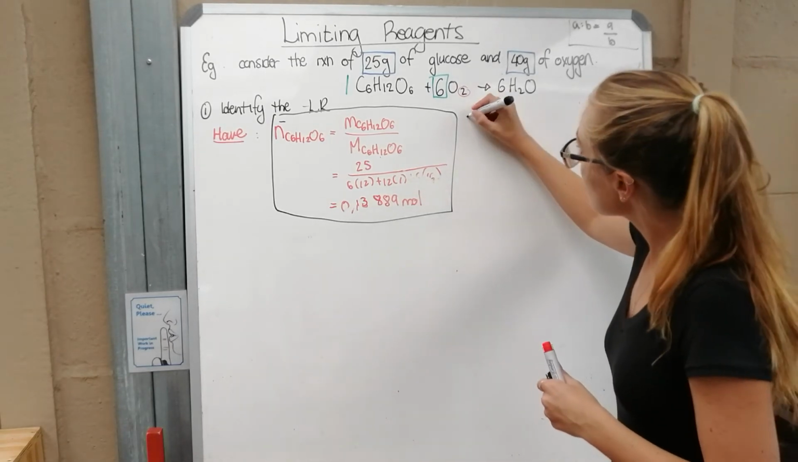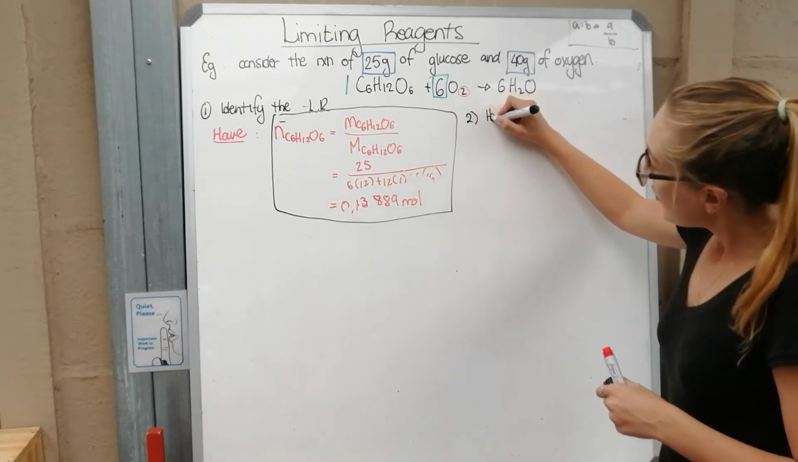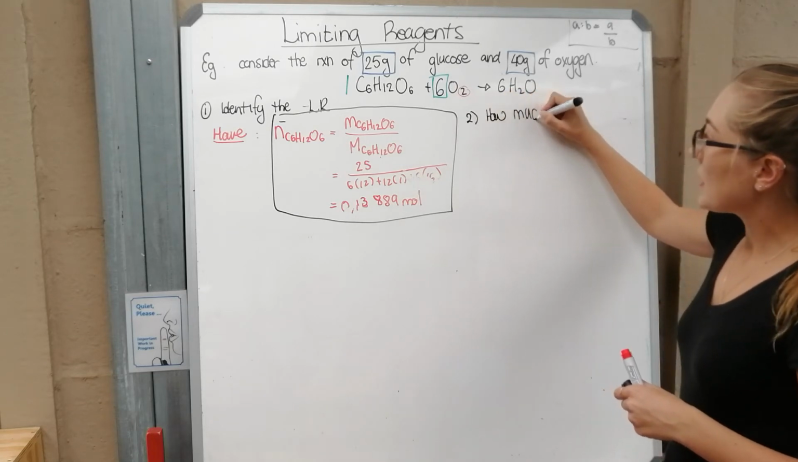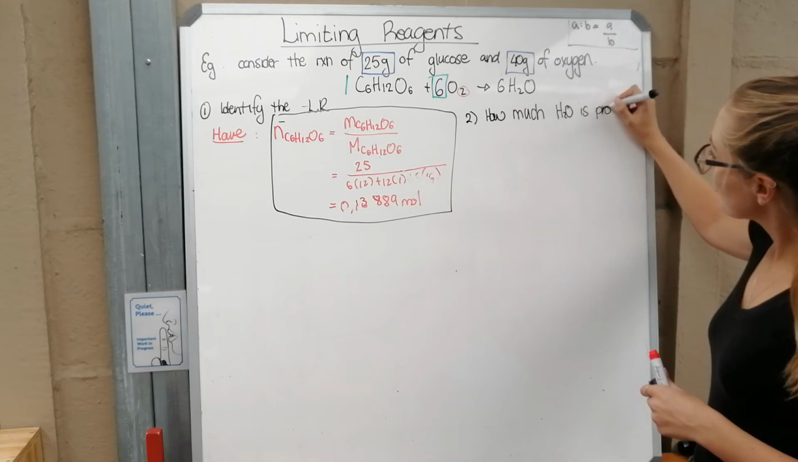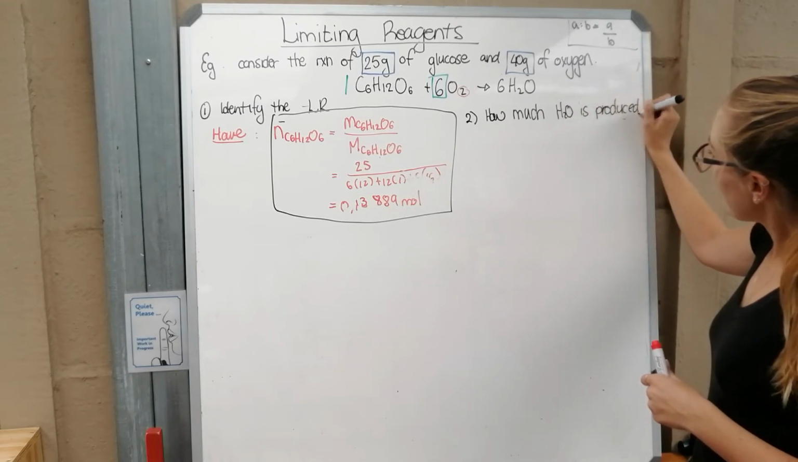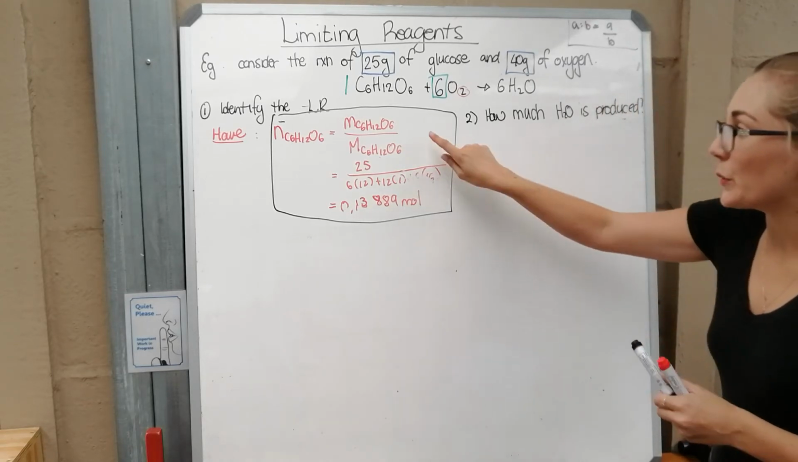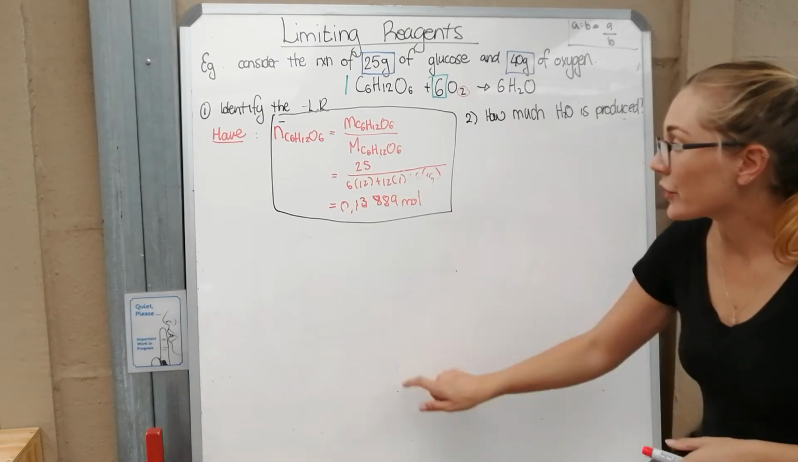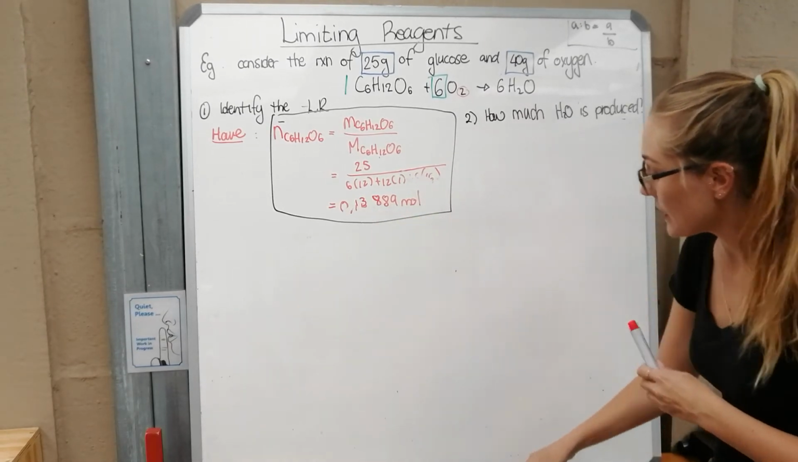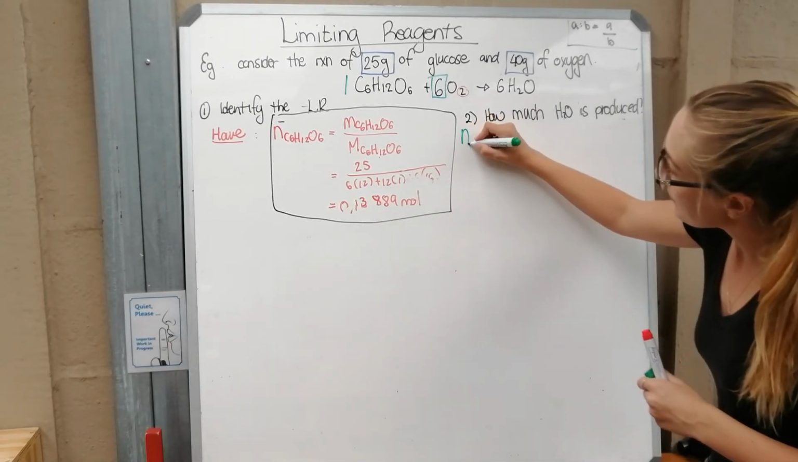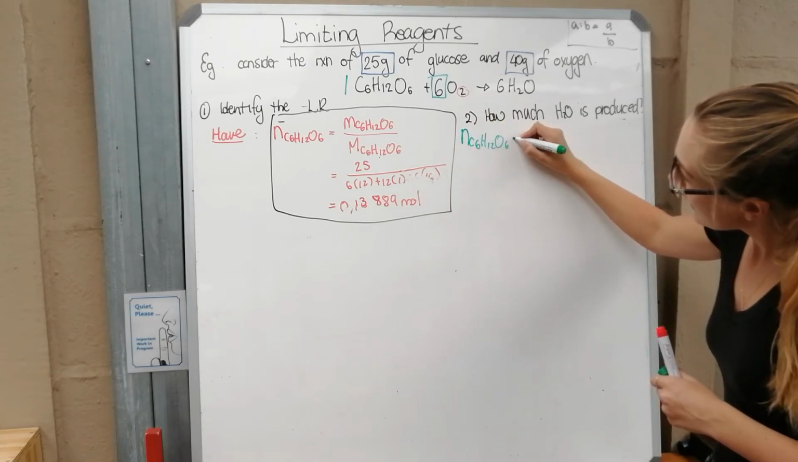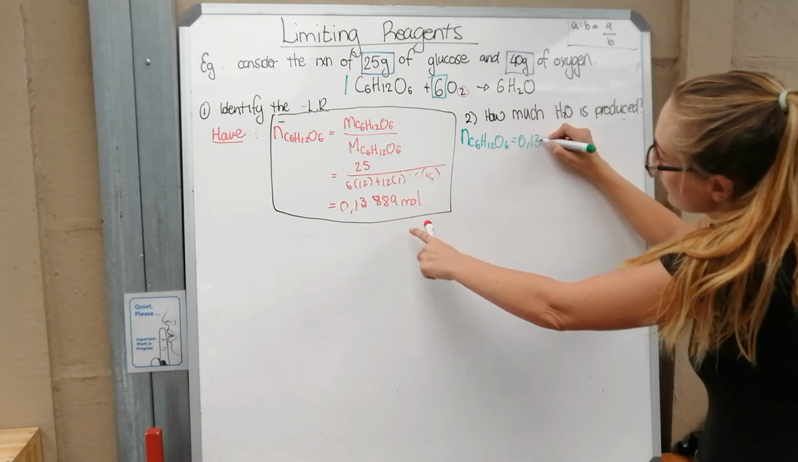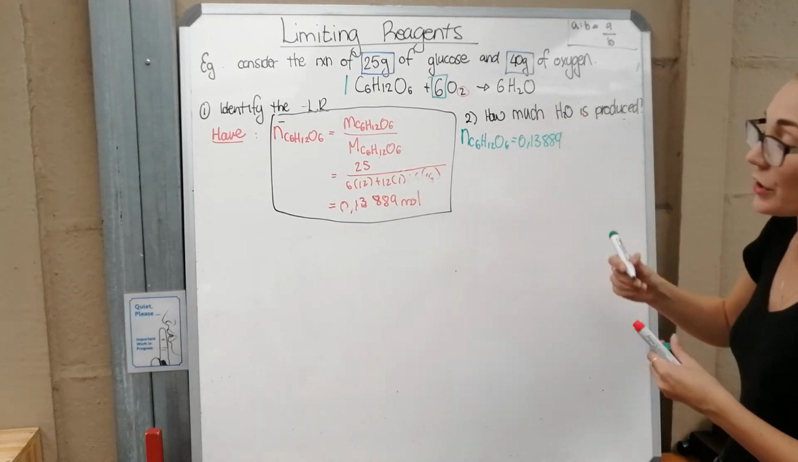Okay, so question 2. I know it's not worded like this, but I'm trying to save space. How much water is produced? Okay, so we know we use the moles of glucose. We've already determined the moles of glucose. That's nice. Okay, so we can go straight to moles of glucose is equal to 0.13889. We've worked that out already.